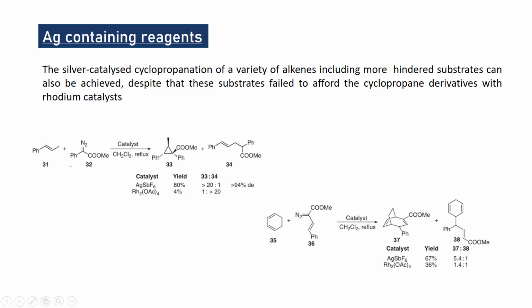This type of substrates sometimes fail to form the cyclopropane from this type of alkene, but in presence of silver catalyst we can get our desired product. In this case also, in presence of silver catalyst we get a higher yield of this type of product.